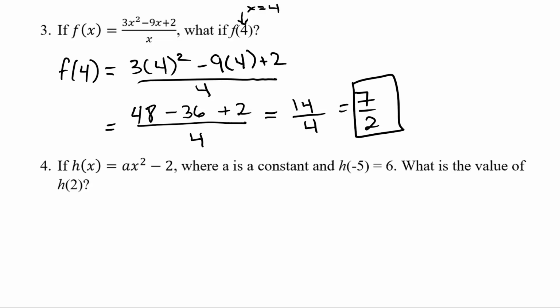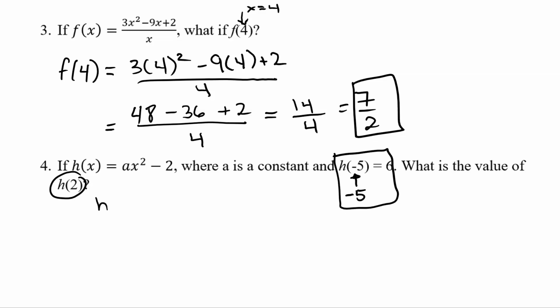Last problem here, we've got if h of x equals ax squared minus 2, where a is a constant, and h of -5, so when x is -5, our output is 6. What is the value of h of 2? So we're going to be looking for this in the end, but first we have to use our first piece of information, h of -5 equals 6.